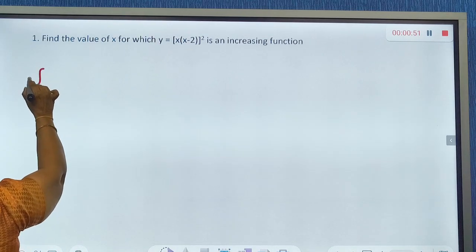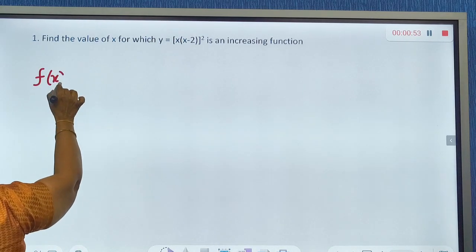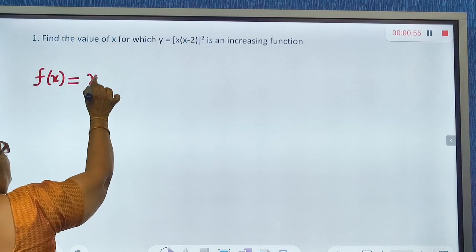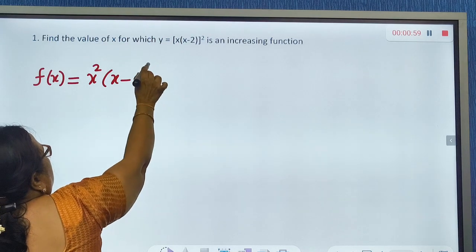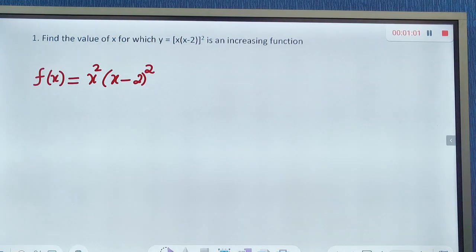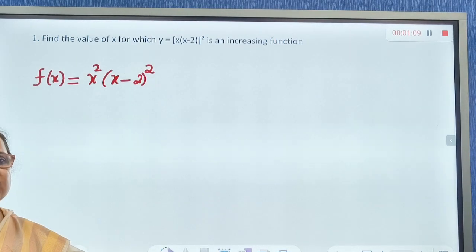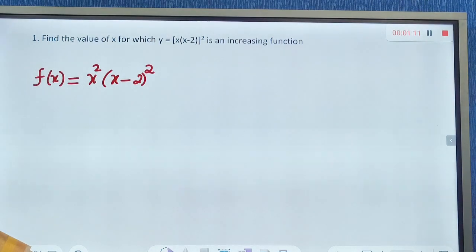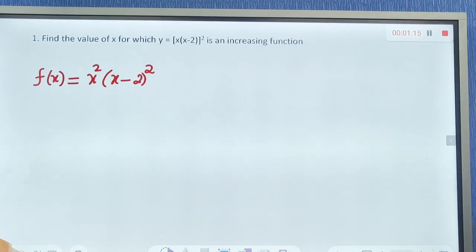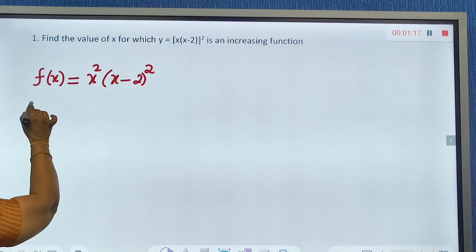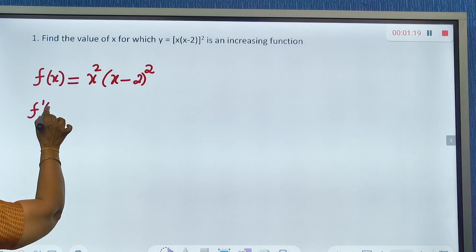So we have f of x equal to x square into x minus 2 the whole square. We have to find that value of x for which f is an increasing function. We all know that a function is increasing if f dash of x is greater than 0 for all x in that particular interval. So let us first find f dash of x.